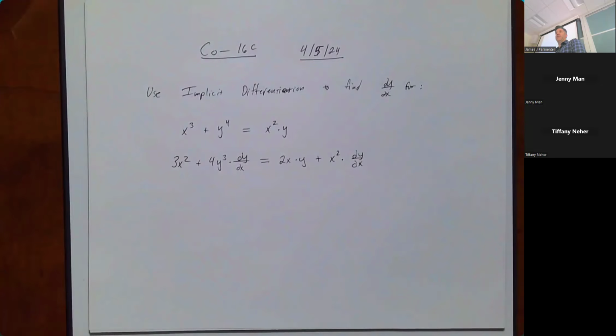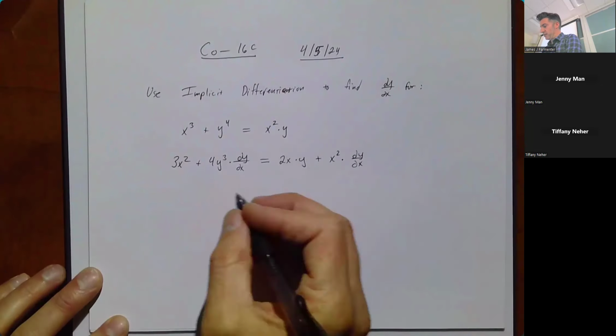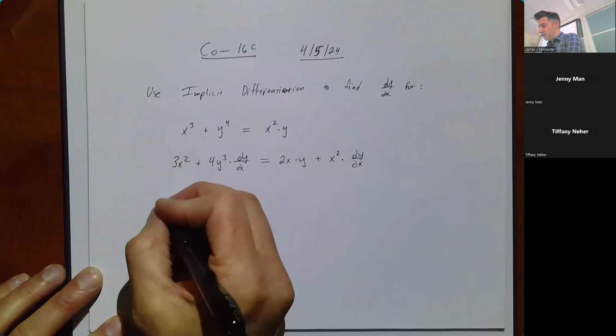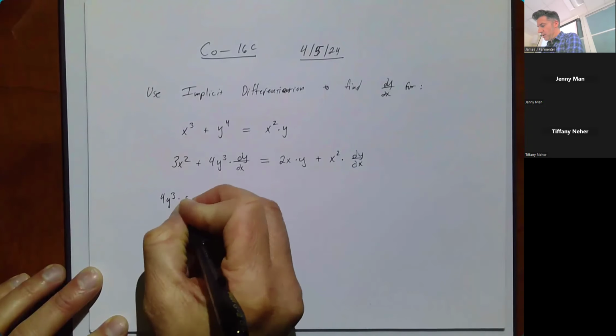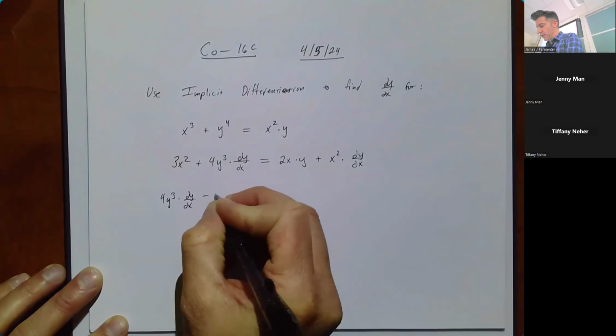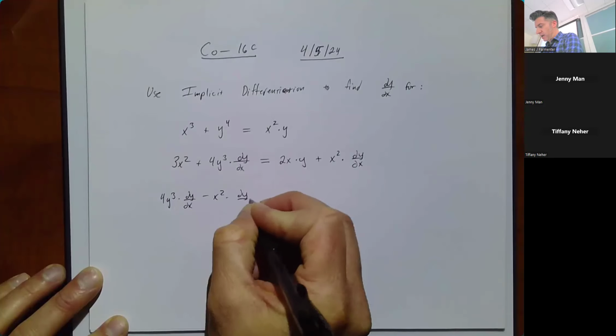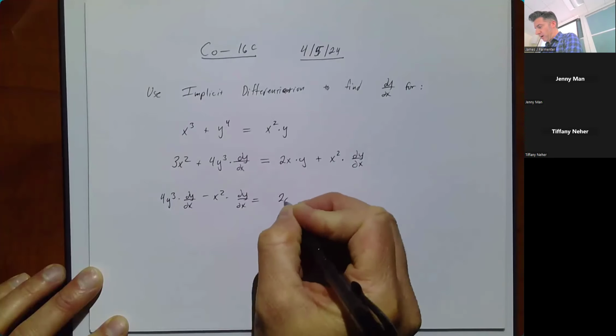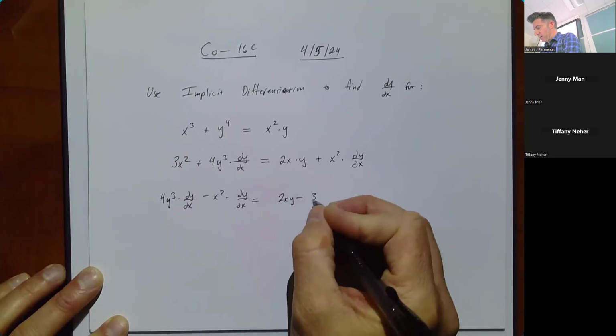The rest of this is not that important. The rest of it's just algebra. So you bring all your dy/dx's to one side. I bring them all to the left. So I'd have 4y cubed times dy/dx minus x squared times dy/dx equal to 2xy minus 3x squared.